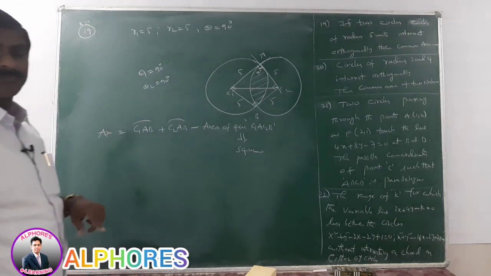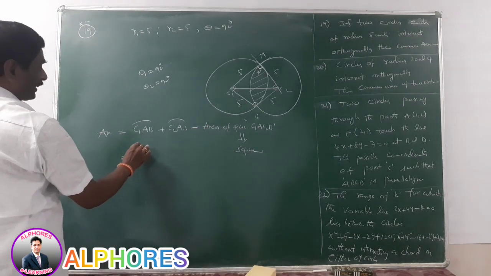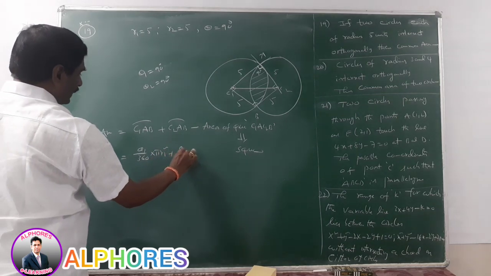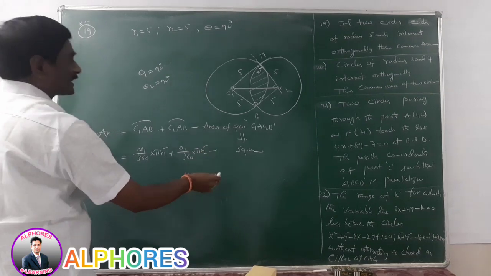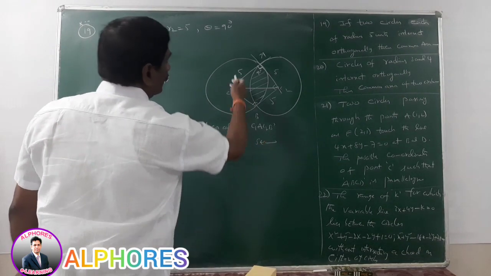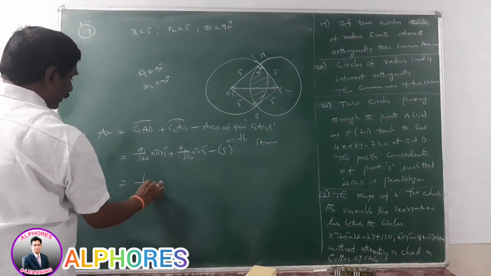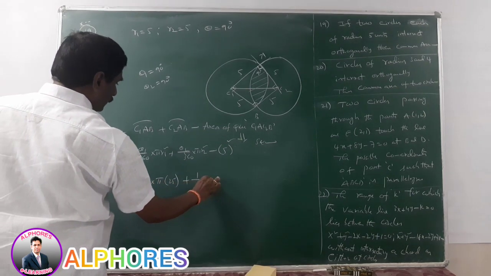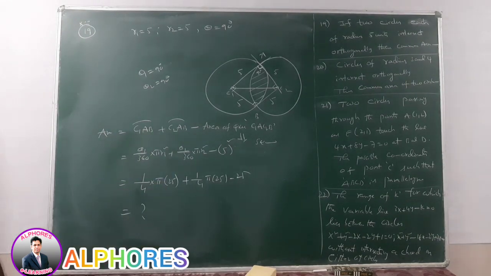Now we find the area. What is the area of arc C1AB? It is theta 1 by 360 into pi r1 square plus theta 2 by 360 into pi r2 square minus the square area. The square area is 5 square. That is equal to theta 1, which means 90 by 360, means 1 by 4 into pi r1 square, means pi into 25, plus 1 by 4 into pi into 25, minus 25. Simplify this value, we get the common area for two circles.